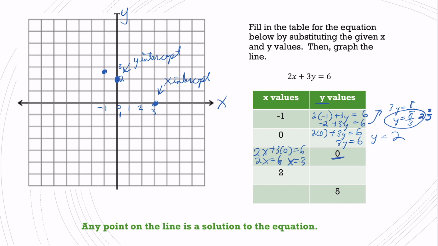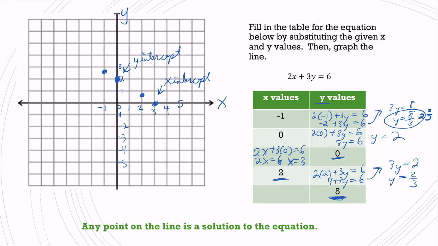Now let's take a look at when x is 2. I've got 2 times 2 plus 3y equals 6. That's 4 plus 3y is 6. If I subtract 4 from both sides, I get 3y is 2, so y is 2/3. So when x is 2, y is 2/3, about right here. We can kind of start to visualize the line that's forming.